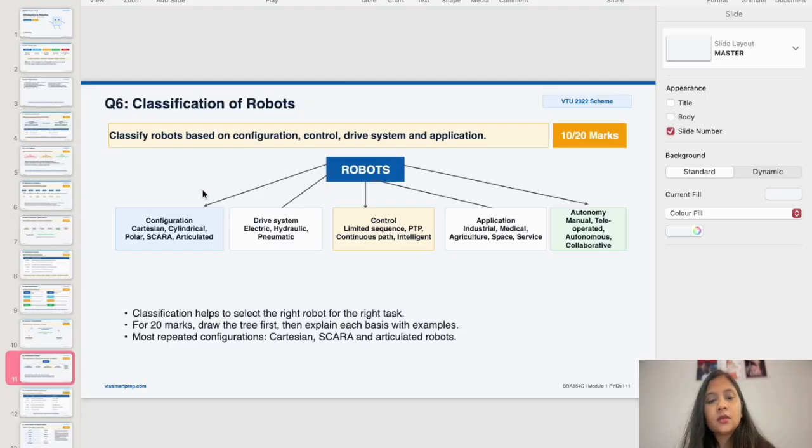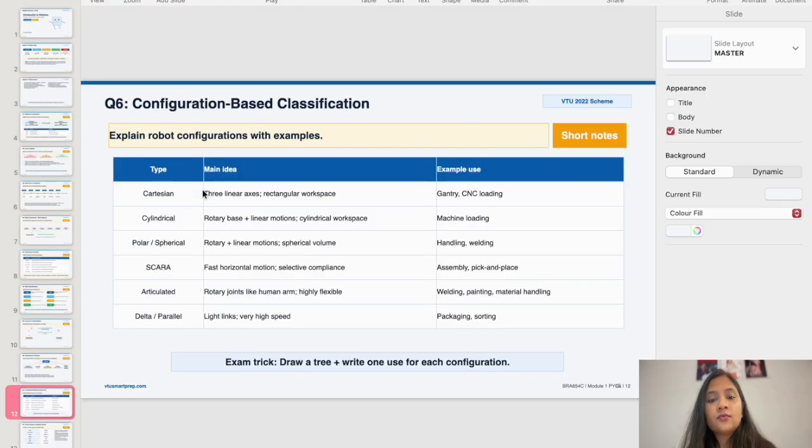Next we have configuration based classification. In this slide we explain the robot configurations. A Cartesian robot has three linear axes and a rectangular workspace. It is used in gantry systems and CNC loading.